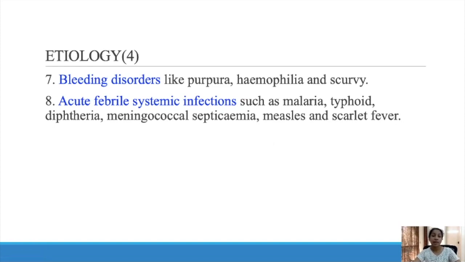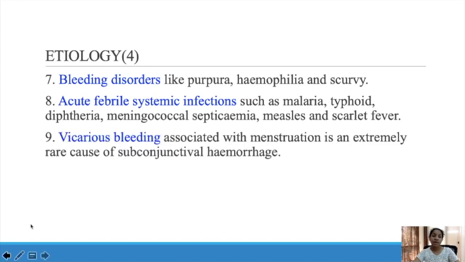So malaria, typhoid, diphtheria, in all these fever conditions, along with the fever there will be subconjunctival hemorrhage. And the last one is vicarious bleeding associated with menstruation. It's an extremely rare cause of subconjunctival hemorrhage. So in case of menstruation, all these are the causes for subconjunctival hemorrhage.